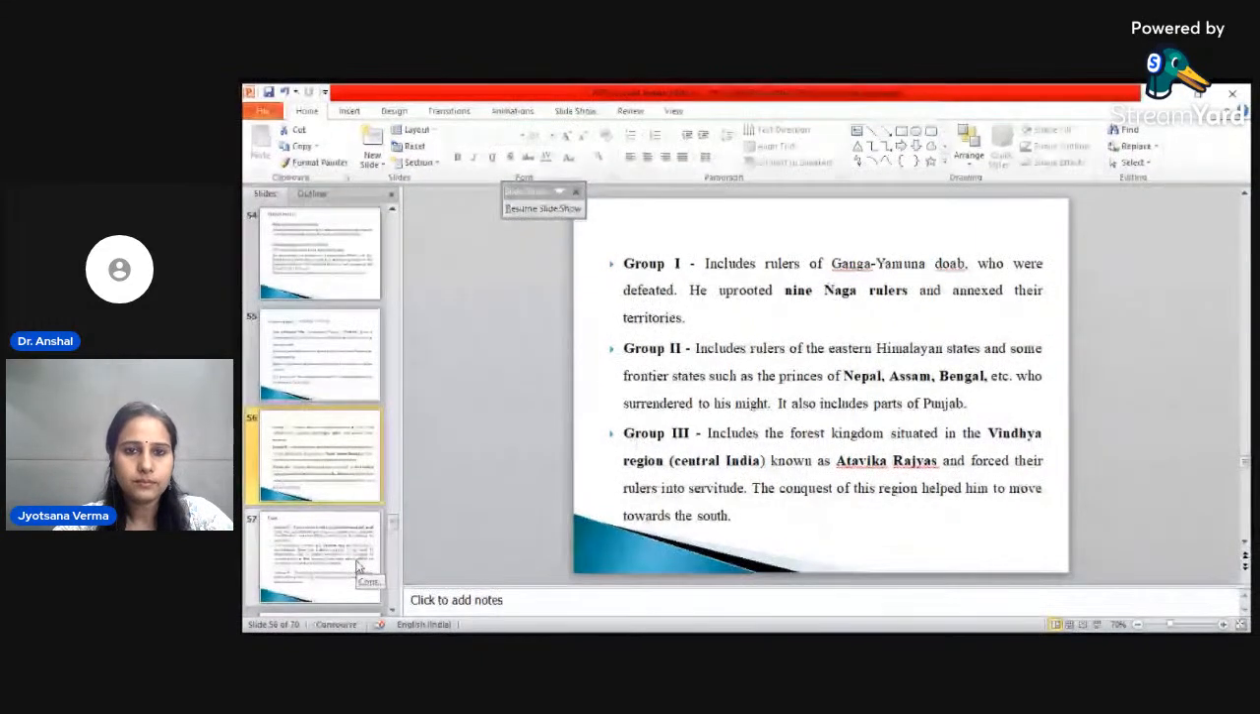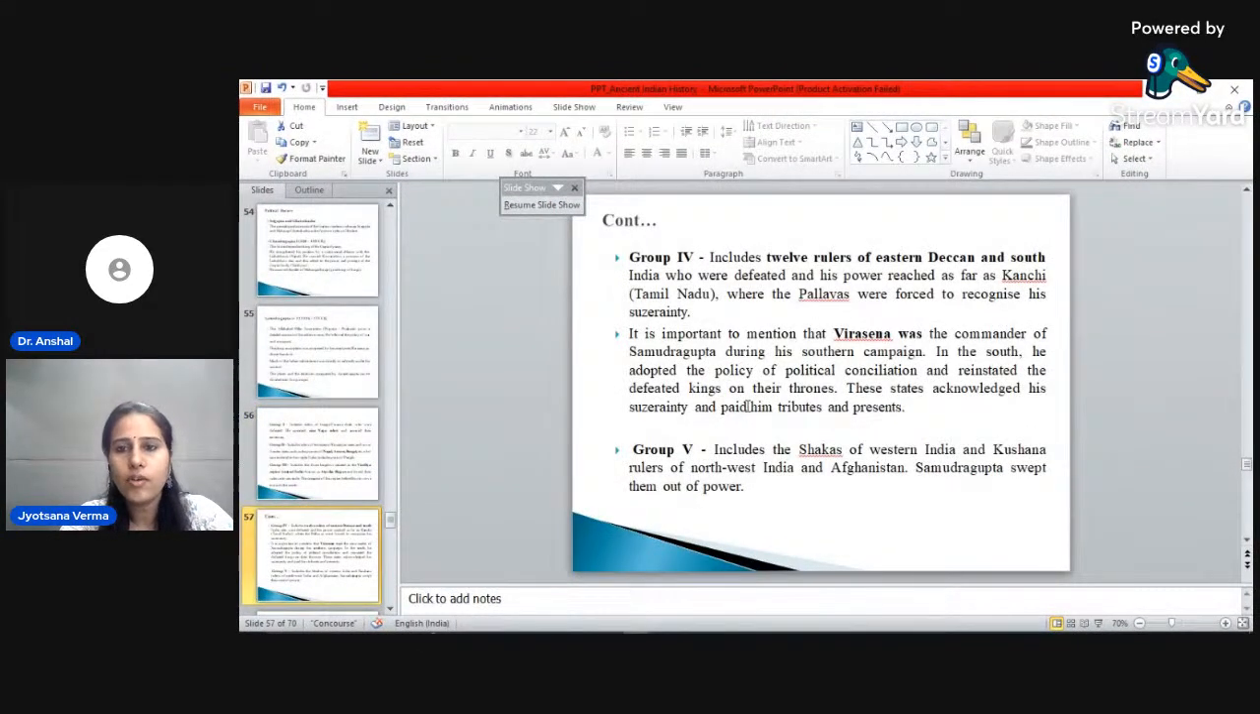Another group, group four, includes 12 rulers of the Eastern Deccan and South India, who were defeated, and his power reached as far as Kanchi in South India, where the Pallavas were forced to recognize his position. It is important to mention that Virasena was the commander of Samudragupta during his southern campaign. In the south, he adopted a policy of political conciliation and reinstated the defeated kings on their thrones. These states acknowledged his sovereignty and paid him tribute.